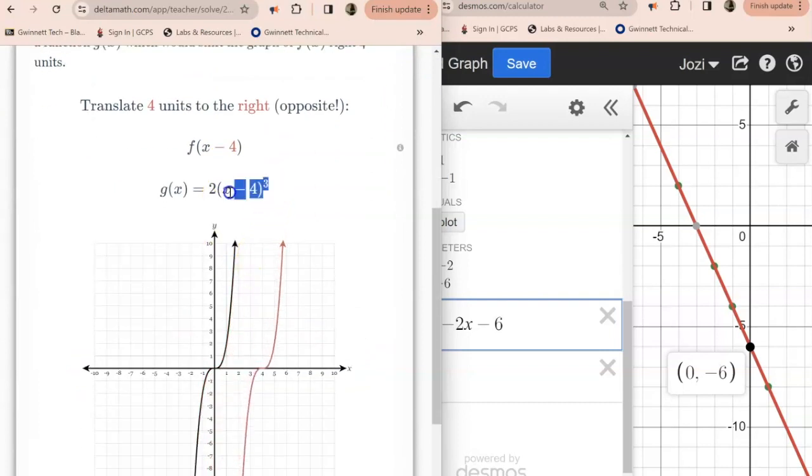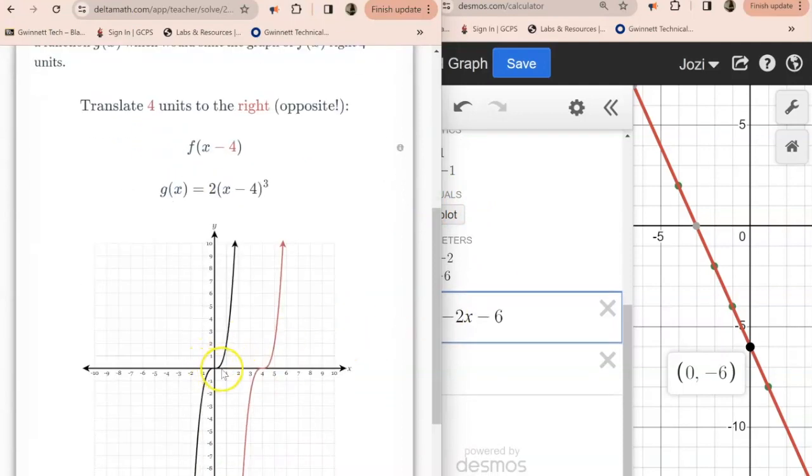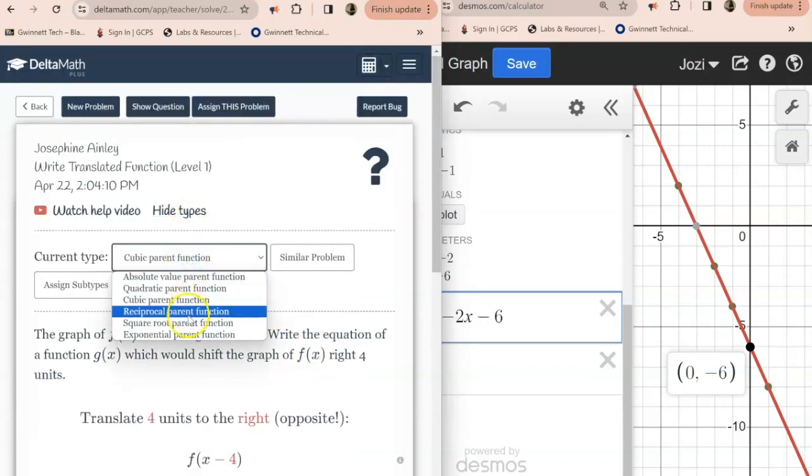And the way you would do this in Desmos is you would put the question and the answer choice and just see, did it move to the right like they're showing you, 4 spaces. All right, let me do another one, square root.